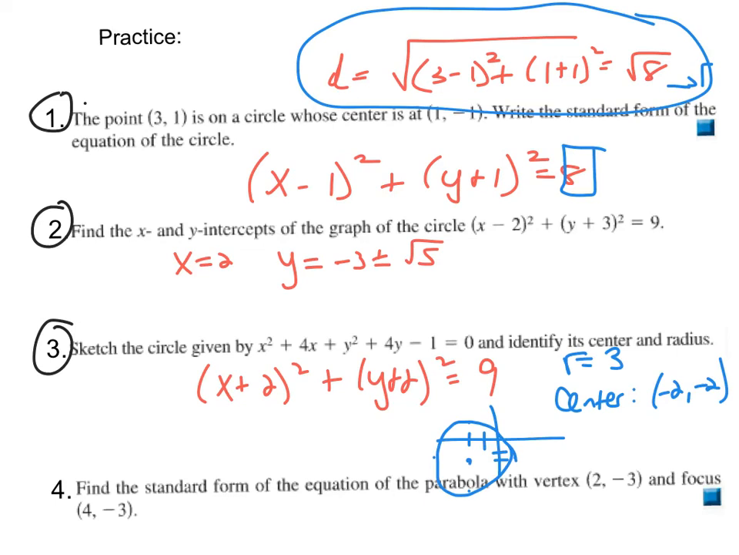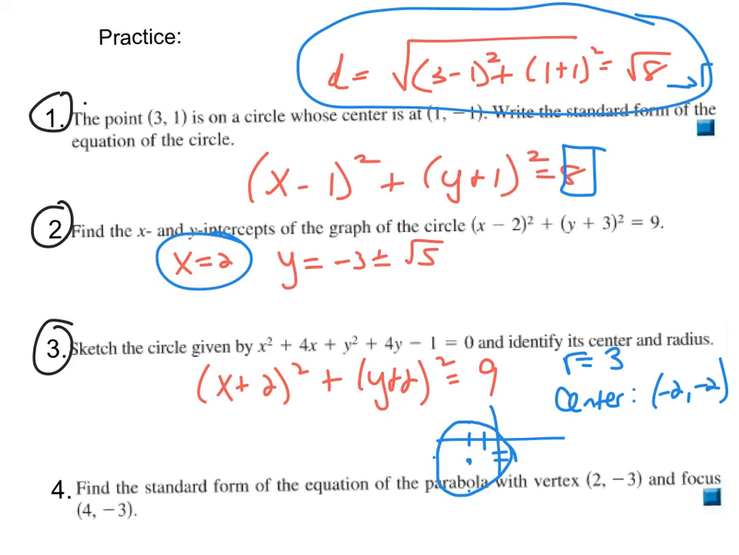For number 2 you get x equals 2 for the x-intercept, so you only have 1. And your y-intercepts are actually 2 of them because it's negative 3 plus or minus radical 5. If you think about the location of the circle, that's probably why it has 2 y-intercepts too, because the center is 2, negative 3, and then the radius is 3. So it extends a little bit further on the y-axis rather than the x.